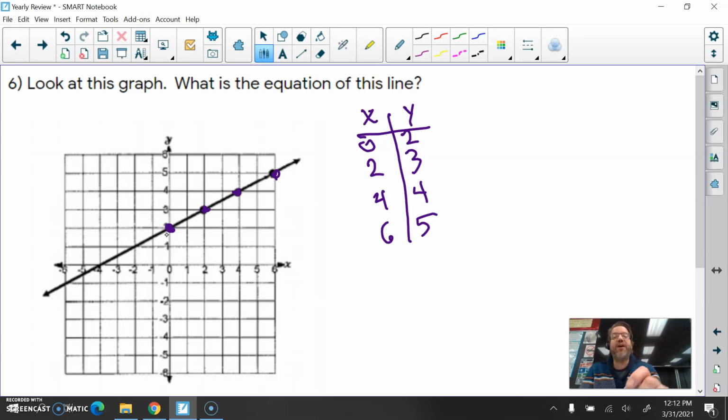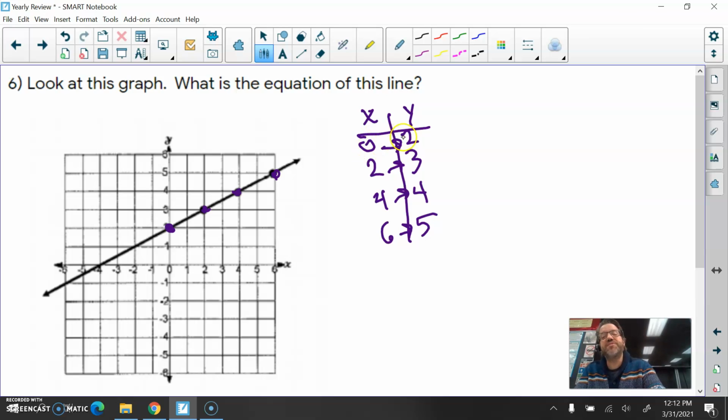So all I need to do now is figure out, how do I get from x to y? I need to come up with a rule that will work every single time to get from x to y. Am I adding 2 to get from 0 to 2? Maybe. What's 2 plus 2? Uh-oh, that'd be 4. What's 4 plus 2? Uh-oh, that'd be 6. What's 6 plus 2? Uh-oh, that'd be 8. So adding 2 won't work every time.